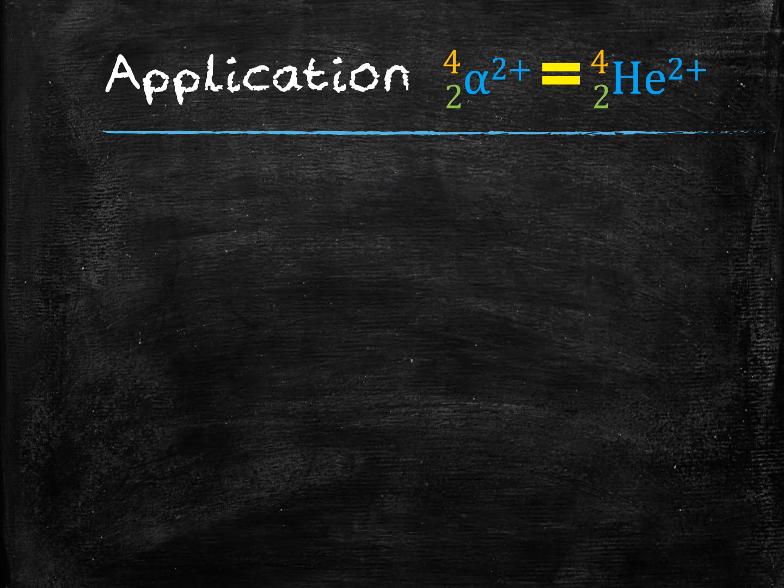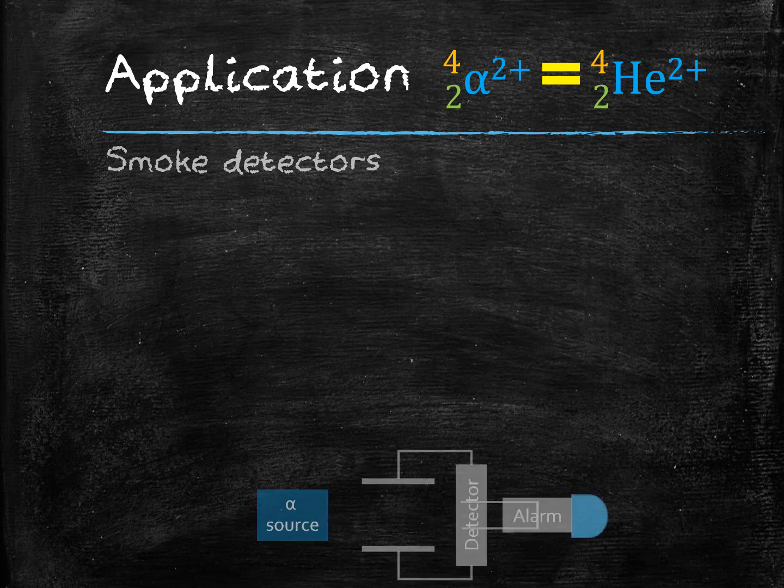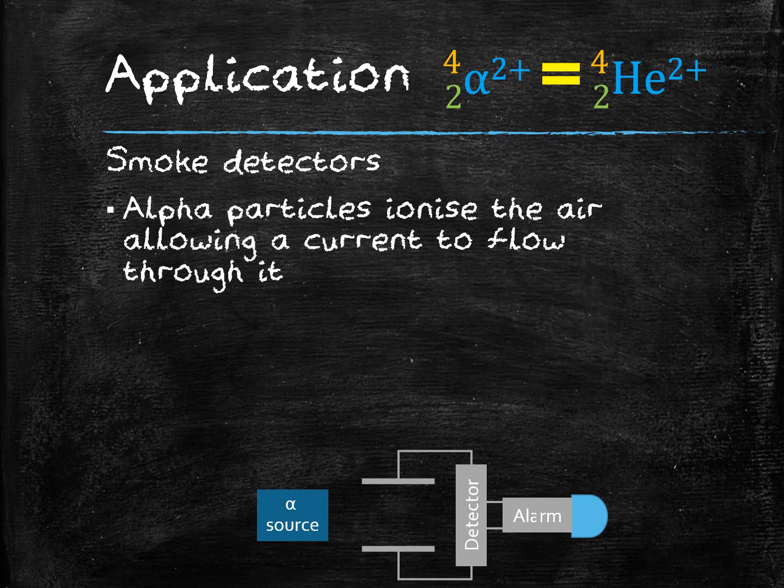You need to be able to describe a use for alpha particles. Now the main use that you need to be aware of is smoke detectors. So all of you should in theory have some kind of alpha source in your home. A lot of smoke detectors use this. It's one of the simplest methods of doing this task. Alpha particles ionize air. So if you can put them into a situation where there's a gap, you can allow current to flow through the air in that certain gap.